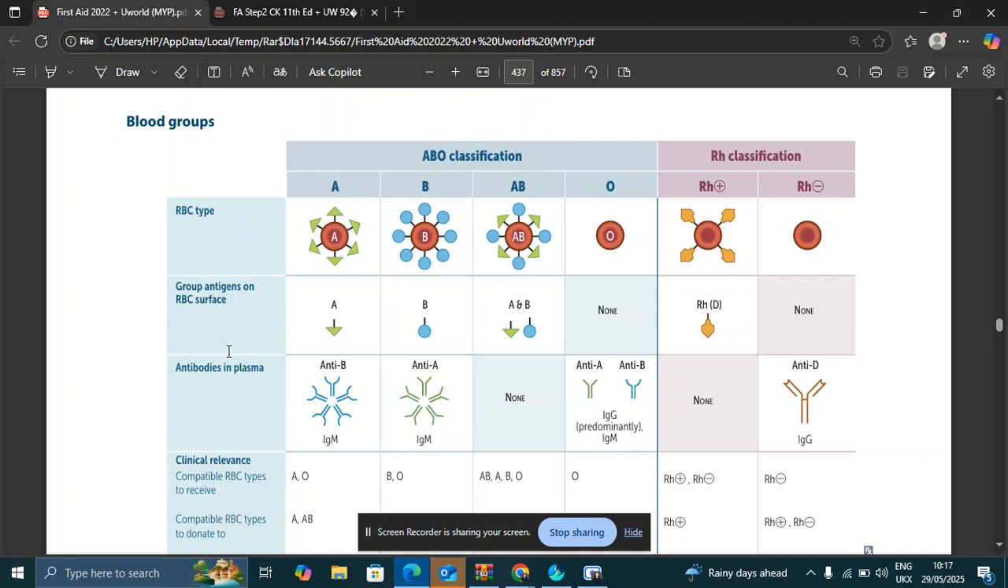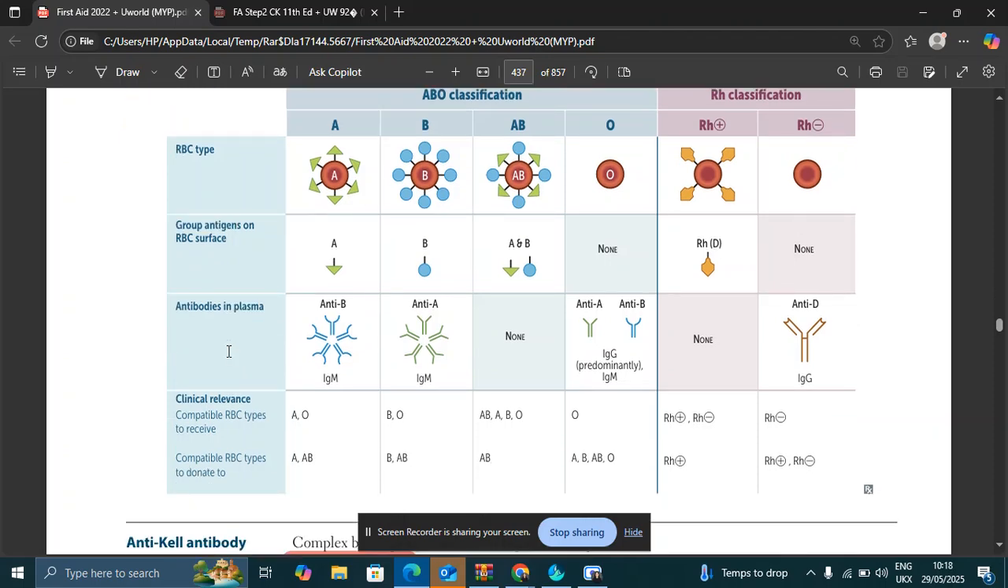Okay, very simple thing. Rh classification: if Rh positive, there will be RhD antigen on the RBC surface along with A or B, whichever the blood type is. Rh negative means there would be no RhD on the RBC surface. When the blood group is Rh positive, there will be no antibodies. When the blood group is Rh negative, there will be antibodies, anti-D IgG antibodies. Very simple thing, but very important for understanding.